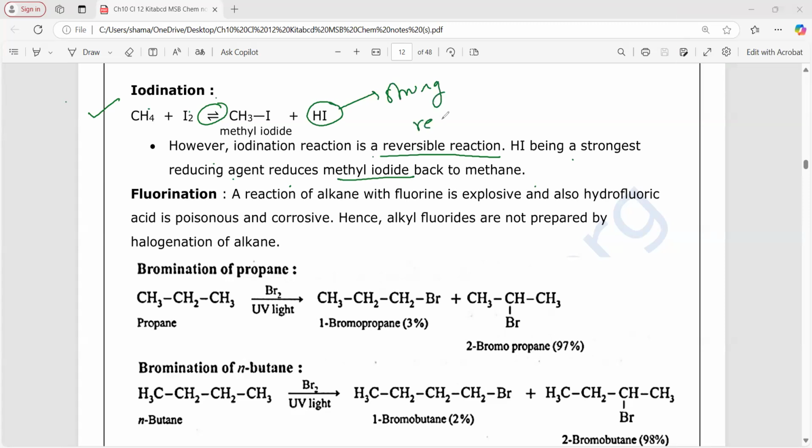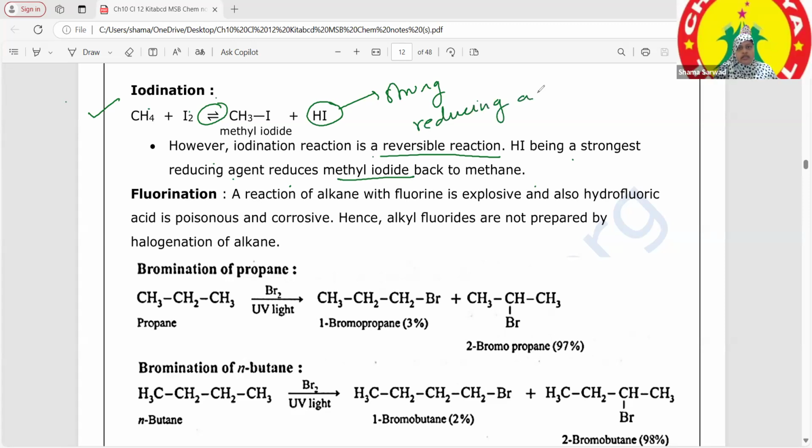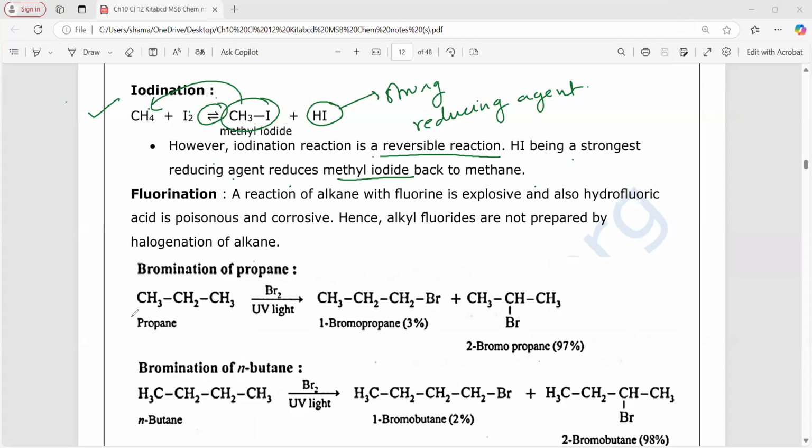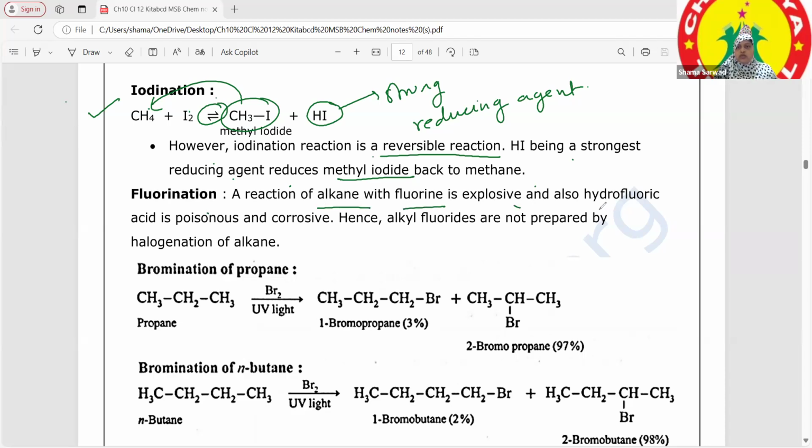Yes, ma'am. So what it does, it reduces your methyl iodide back into your methane, right? And reduction means gain of hydrogen, loss of oxygen. So CH3I will gain hydrogen again and come back into its original state as CH4. And because of that, it is reducing. Now next is fluorination. About the fluorination, what they said, a reaction of alkane with fluorine is explosive, and also hydrofluoric acid is poisonous and corrosive. Hence, alkyl fluorides are not prepared by the halogenation of alkane.